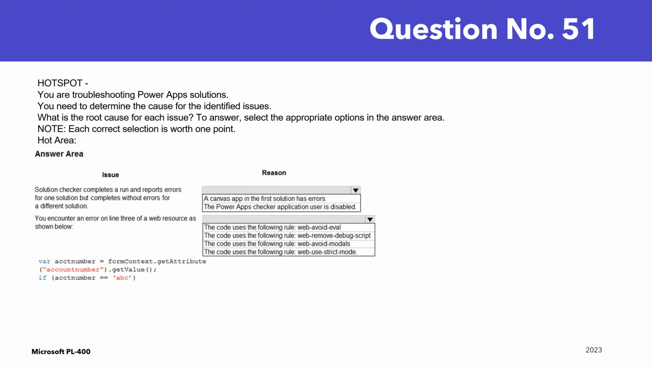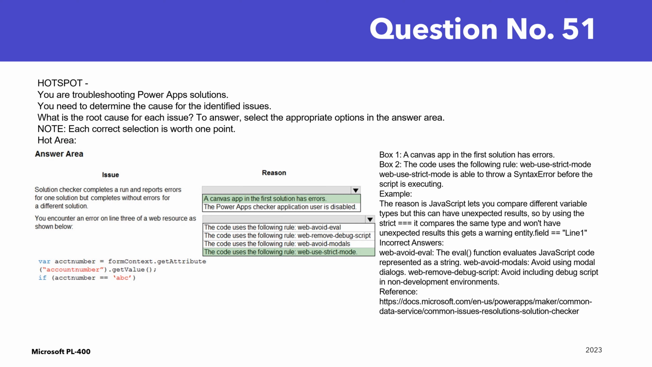You are troubleshooting PowerApps solutions. You need to determine the cause for the identified issues. What is the root cause for each issue? To answer, select the appropriate options in the answer area. Note, each correct selection is worth 1 point. Issue: Solution checker completes a run and reports errors for one solution but completes without errors for a different solution. Reason: A canvas app in the first solution has errors. Issue: You encounter an error on line 3 of a web resource as shown below. Reason: The code uses the following rule: use strict mode.